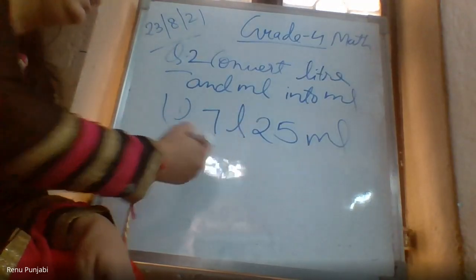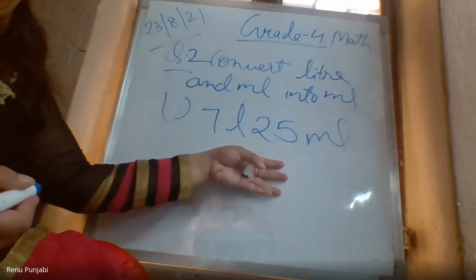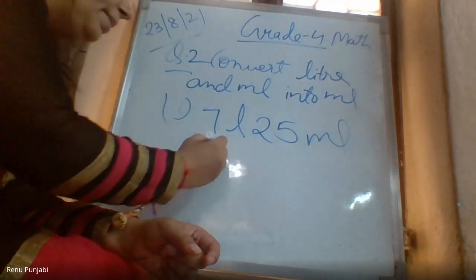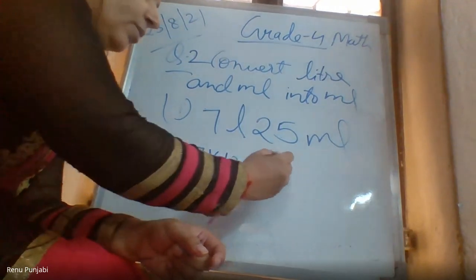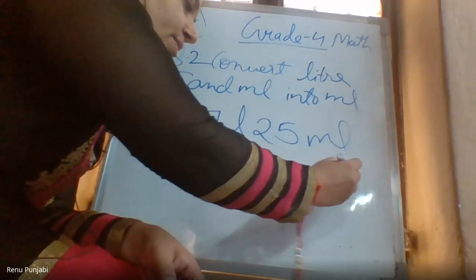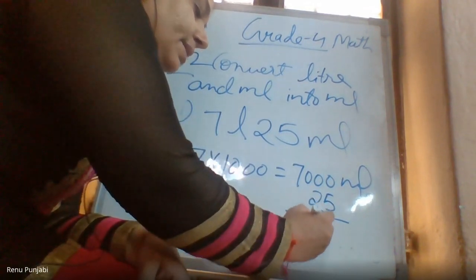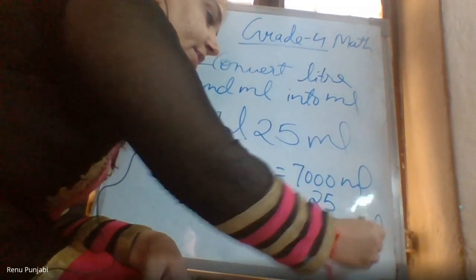7,025 ml. Very good. In this case, where you have liters and milliliters both, you only convert the liter into milliliter. 7 multiplied by 1000 equals 7,000, plus 25, which is already in milliliter. So it will be 7,025 milliliter.